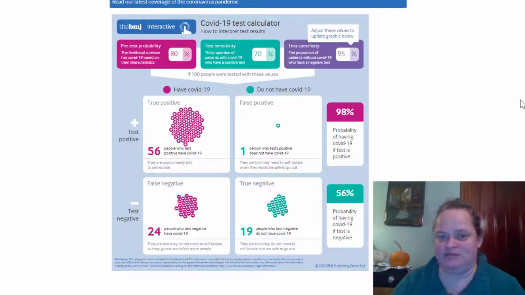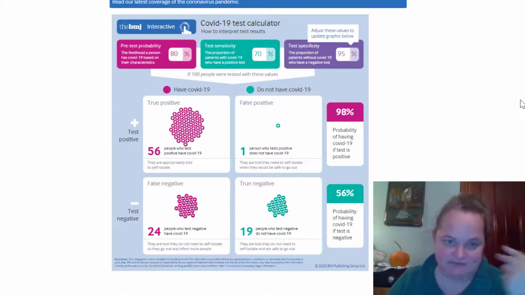They have it at 80%. So they're assuming that someone is in an area where COVID is rampant and they're showing symptoms. So the likelihood is they have COVID.